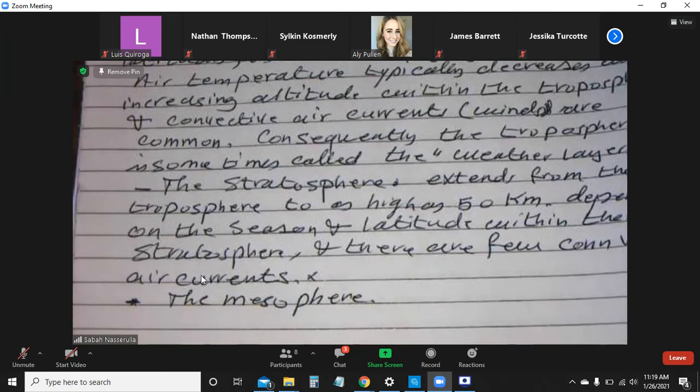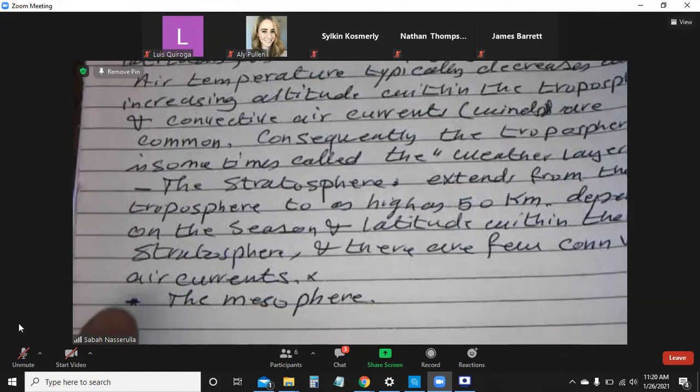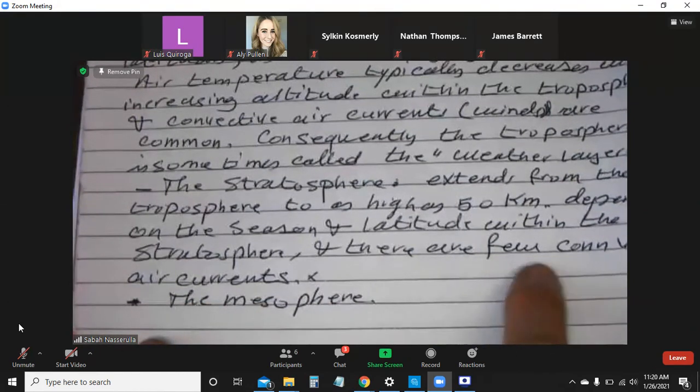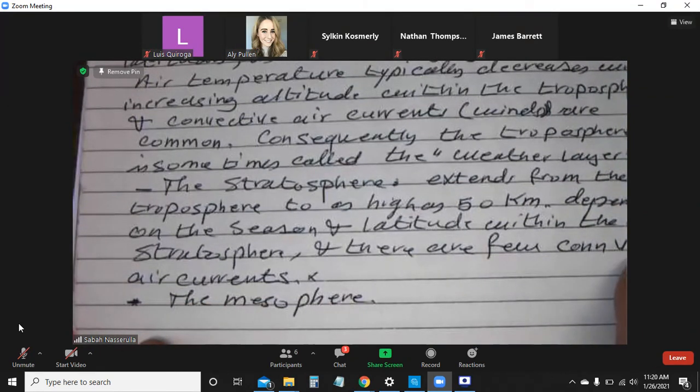What's the word after few? A few convective air currents. Did you follow that? Yep, thanks. You're welcome.